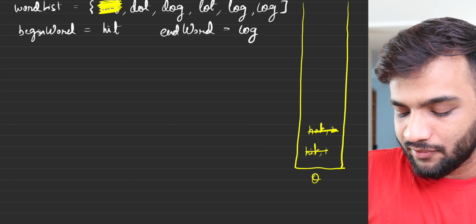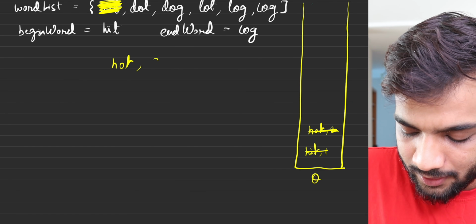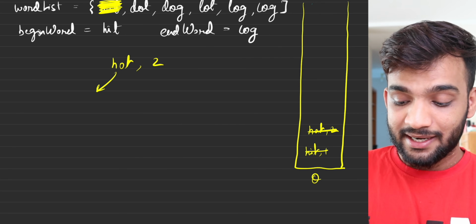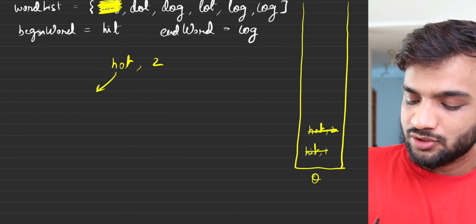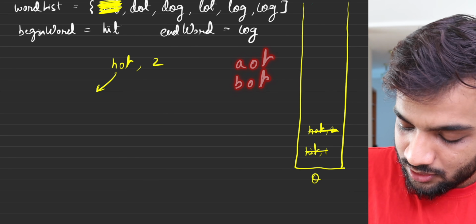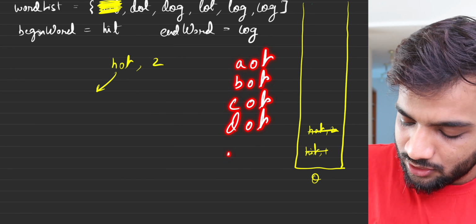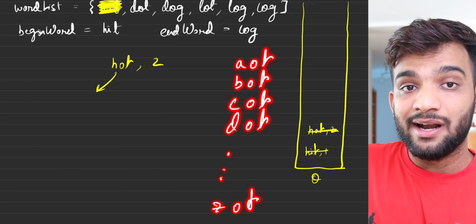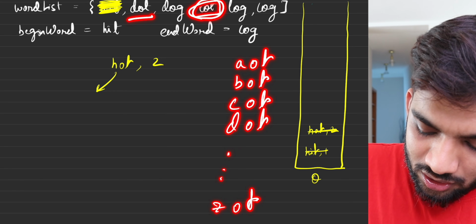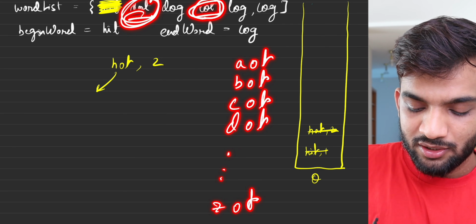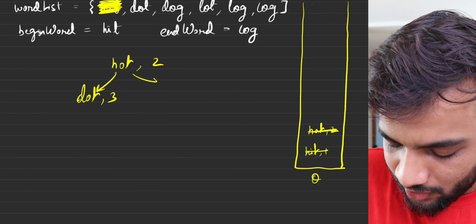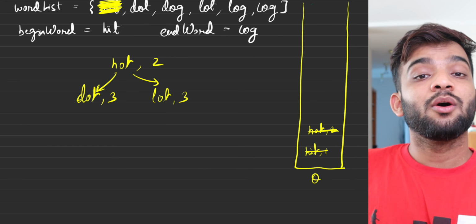Next, take the next guy from the queue data structure that is hot with a sequence of 2. So as of now, I can say, where can hot go? Let's analyze. So we need to change H. So it will be like AOT, BOT, COT, DOT, so on till ZOT. And you'll get dot and you'll get lot. You carefully see, you get lot and you get dot. So you can actually go to dot with a step 3, or you can also go to lot with a step 3 because both of them do exist.